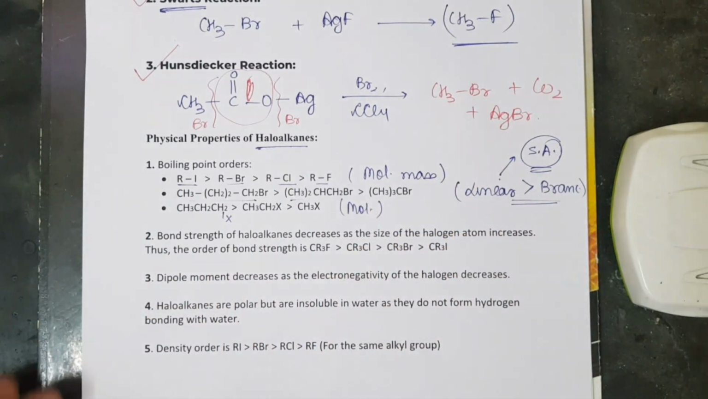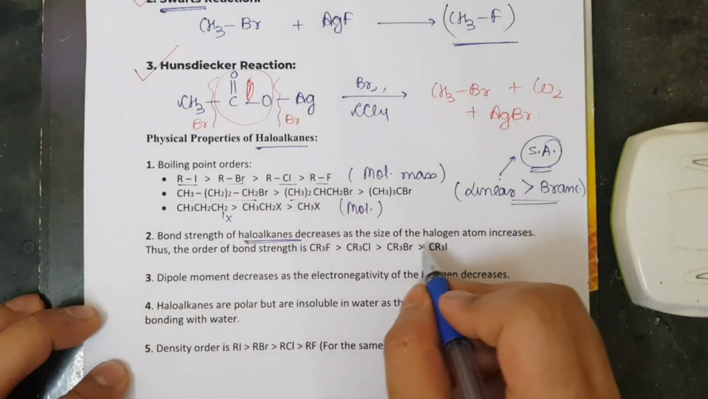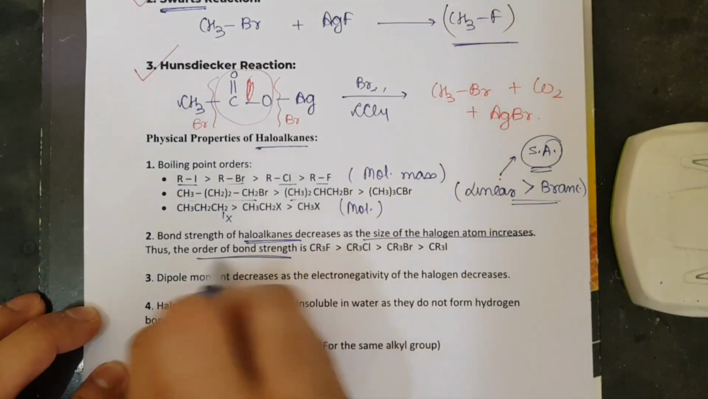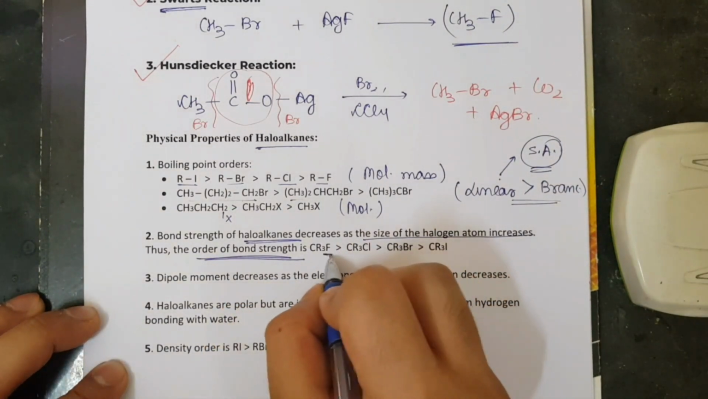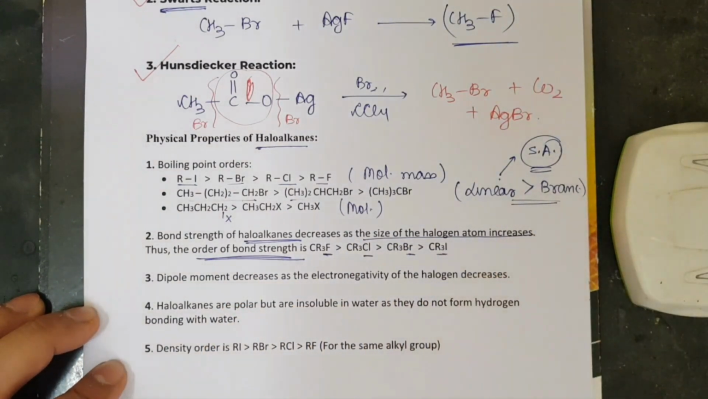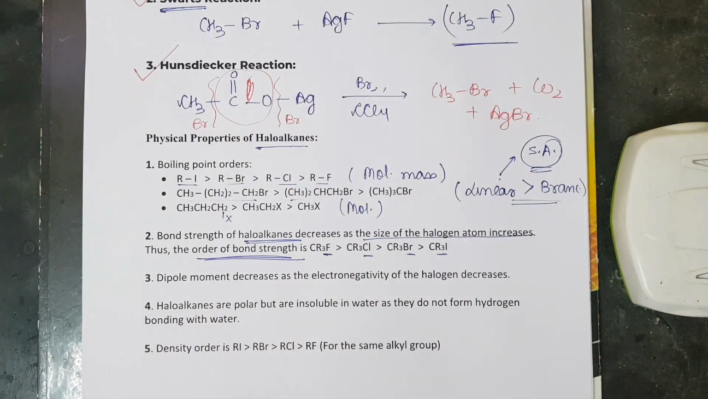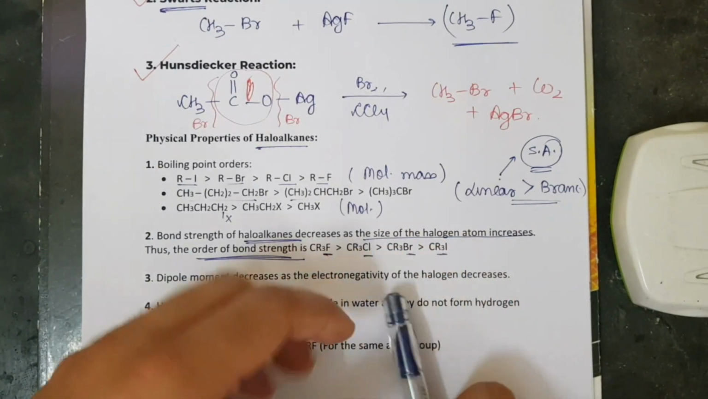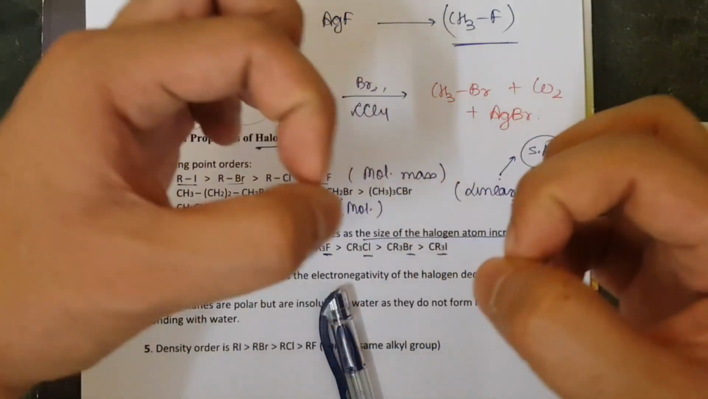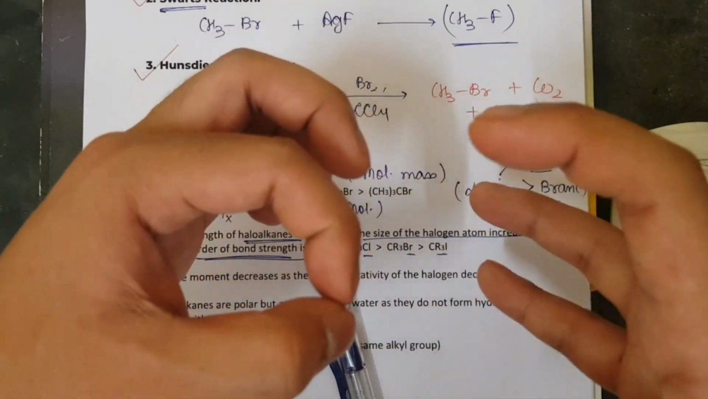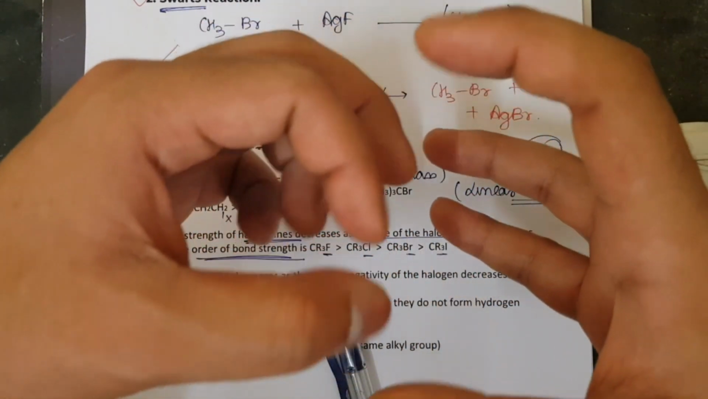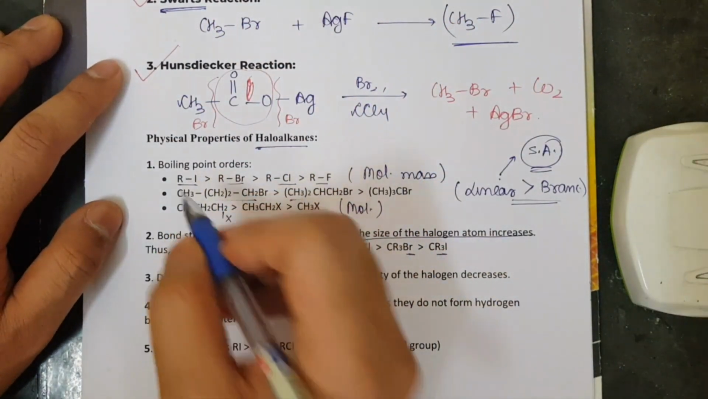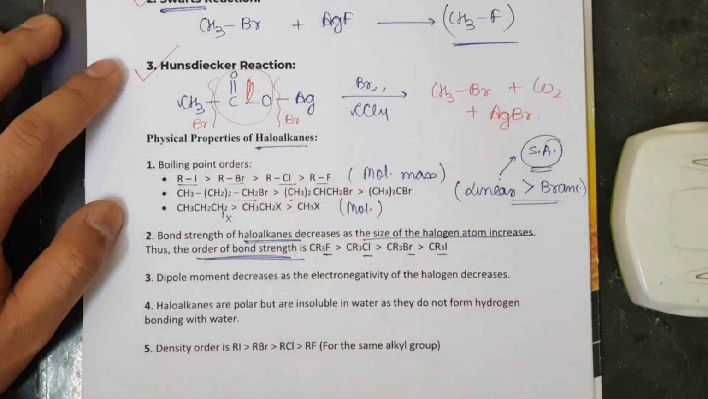The second point here is that the bond strength of the haloalkanes decreases as the size of the halogen atom increases. Thus, the order of the bond strength will be fluorine, chlorine, bromine, iodine. Now, why is this the case? You need to understand here. Very simple logic. Iodine is larger in size, carbon is closer in size to fluorine. So when you take two atoms which are closer in size, they would form a better bond. Instead of taking a larger atom like iodine, that bond would be very easy to break. Similar logic applies here, or you can say that this bond is easier to break because of the larger size of iodine.